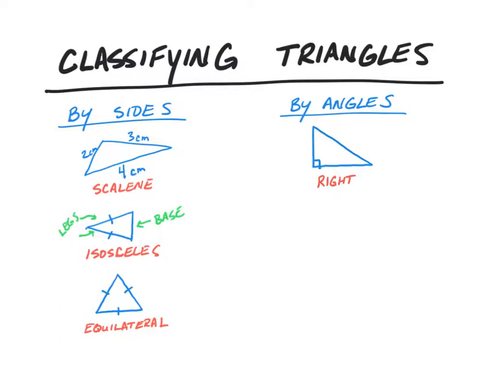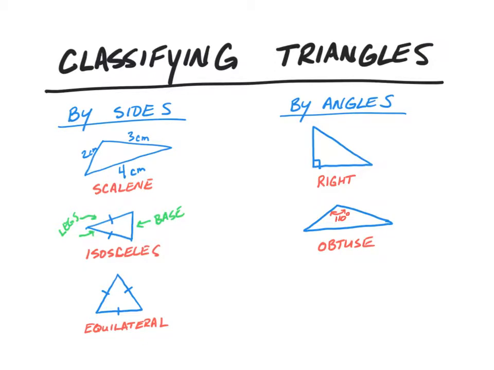Okay, we also have one that has an obtuse angle. This would be obtuse. It has one angle that is bigger than 90. I'll say that this is maybe 110 degrees. Now I know it's obtuse. All it takes is 1.